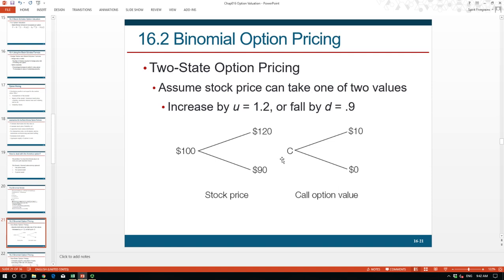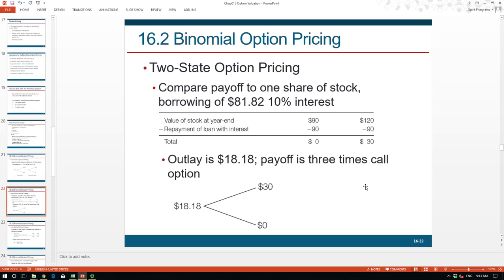If the stock price went up to $120, then it will deliver $10 of intrinsic value because the exercise price is $110. If it goes down to $90, then the option payoff would be equal to 0 because it's an out-of-the-money option. So you have two scenarios for both stocks and call options. Right?